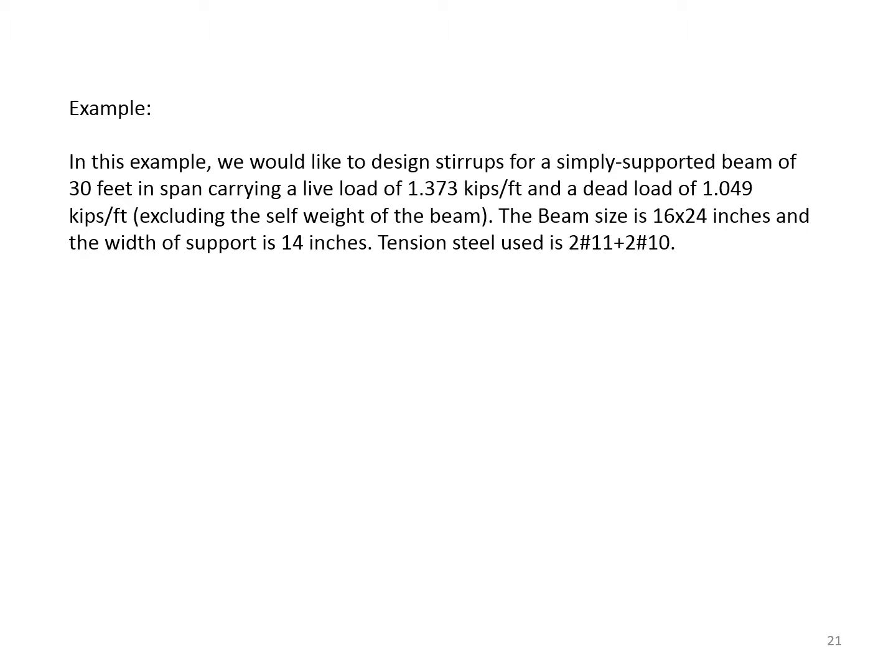In this example, we would like to design stirrups for a simply supported beam of 30 feet in span carrying a live load of 1.373 kips per linear foot and a dead load of 1.049 kips per linear foot, and this excludes the self-weight of the beam. The beam size is 16 by 24 inches and the width of the support is 14 inches. Tension steel used is 2 number 11 plus 2 number 10. We will be using f'c of 4,000 and fyv of 60,000 psi.